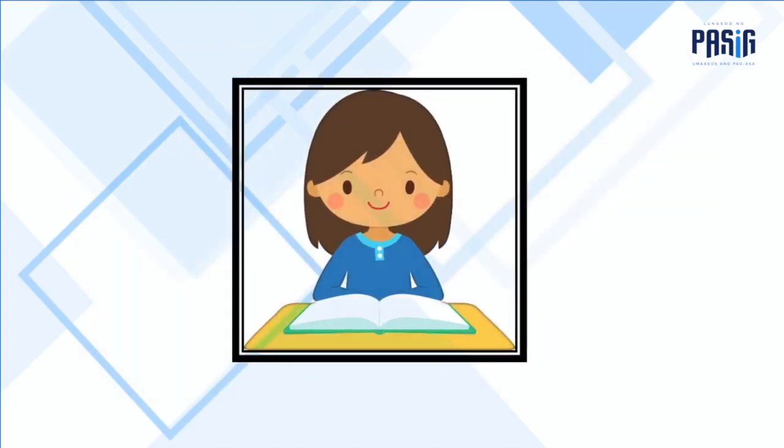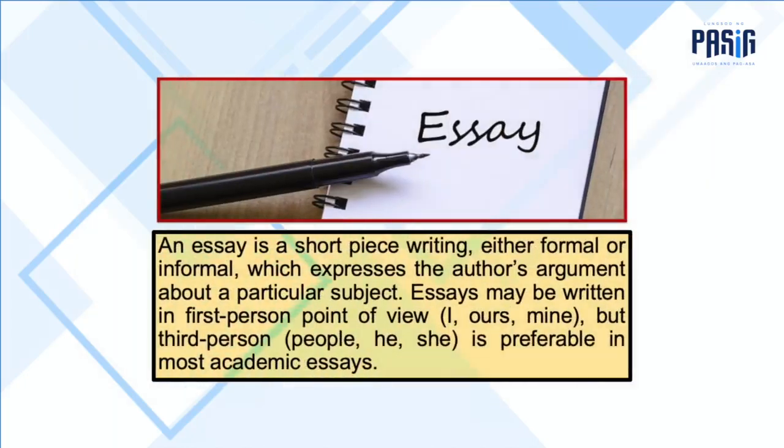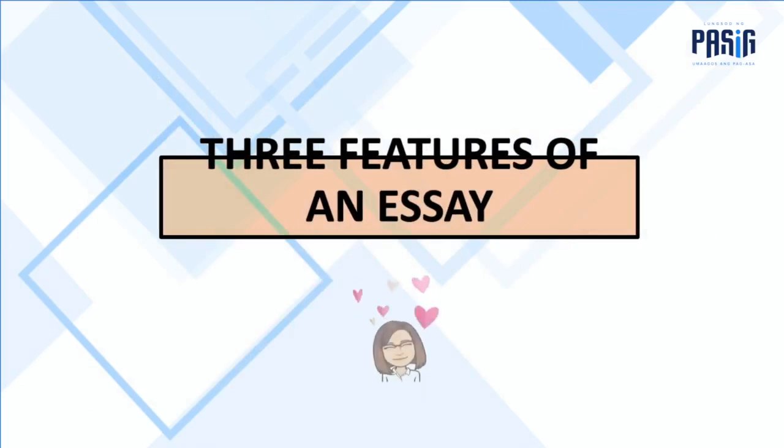Before we begin with this lesson, let's define the following terms. An essay is a short piece of writing, either formal or informal, which expresses the author's argument about a particular subject. Essays may be written in first-person point of view, but third person is preferable in most academic essays. The word feature refers to the typical quality or an important part of something. Essays have many features. These features deal with the quality that we have to show in our work for us to achieve a good writing.